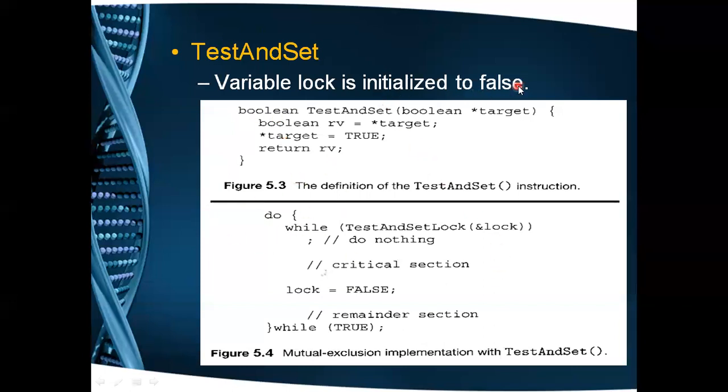Initial value of lock is false. So here, while coming to this while loop, the lock value is false. We are calling the test and set lock method. So target, the lock value, will be there. Target is initially false. Then we are making the target true. After making it true, the process enters into the critical section. Once it is over, again the lock will be false.